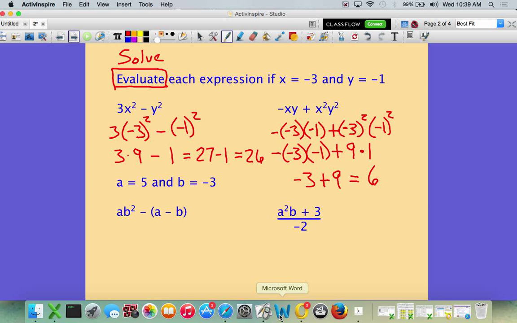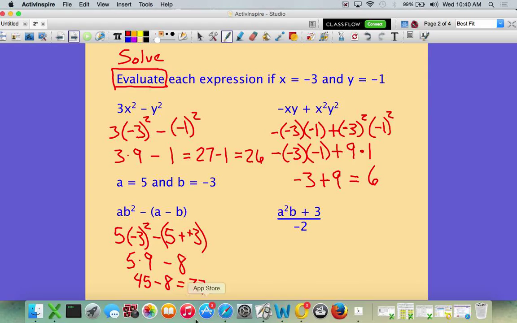For our next one, it's the same concept, we're just putting numbers in here. So 5 times (-3) squared minus (5 minus negative 3). Notice that these last two numbers have to be in parentheses there. We've got to deal with those first. So 5 minus negative 3, 5 plus 3 is 8. Then we can deal with our exponent here. Negative 3 squared is 9 times 5, so 45 minus 8 is 37.